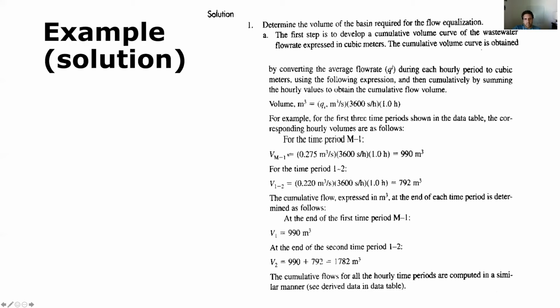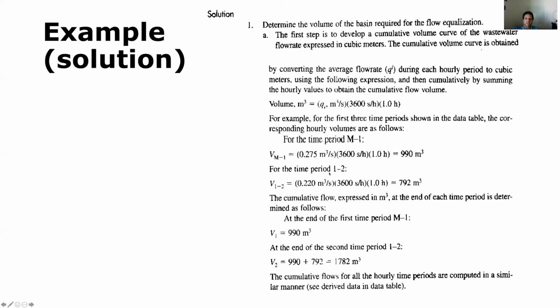All right, so here's an example for the time period midnight to 1 a.m. We've got a flow rate of 0.275 cubic meters per second. Convert that to cubic meters per hour, and then we multiply it by 1 hour because we're dealing with the time period from midnight to 1 a.m., which has a duration of 1 hour. That gives us a value of 990 cubic meters, which is the total volume of sewage that would come into the treatment plant during that hour from midnight to 1 a.m.